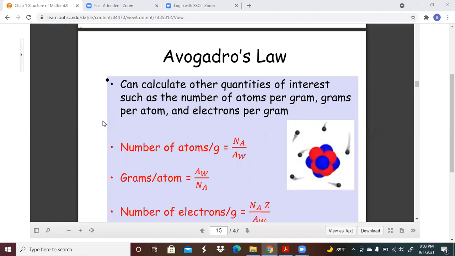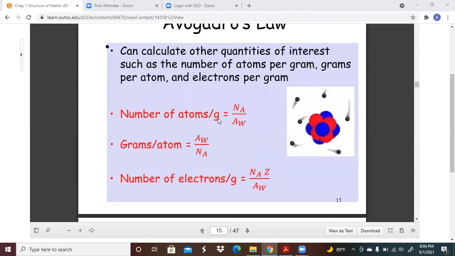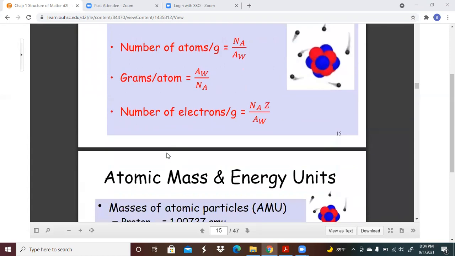We can calculate other quantities of interest, such as the number of atoms per gram, grams per atom, and electrons per gram. The number of atoms per gram is Avogadro's number divided by the atomic weight. Grams per atom is the atomic weight divided by Avogadro's number. Just take this and flip it around. The number of electrons per gram is Avogadro's number times Z divided by the atomic weight. And we'll go over some problems on that.